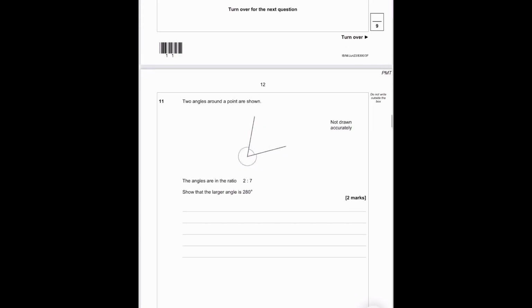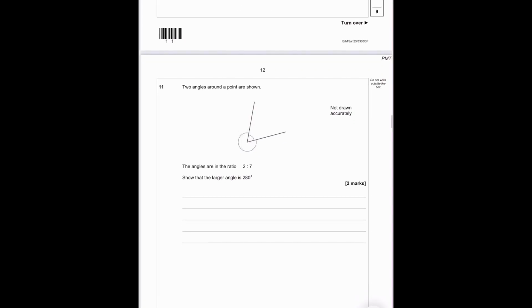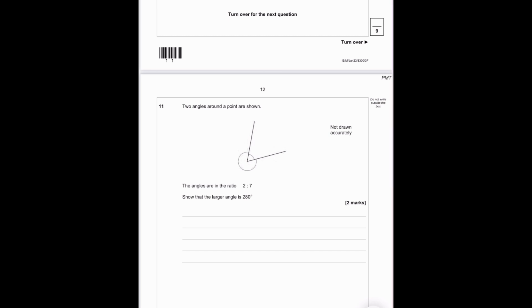2 angles around a point are shown. The angles that are in the ratio 2 to 7. Show that the larger angle is 280. So if I draw my ratio box, my ratio is 2 to 7. That gives me a total ratio of 9. Show that the largest angle is 280. Well, we know that all the angles around a point total 360.